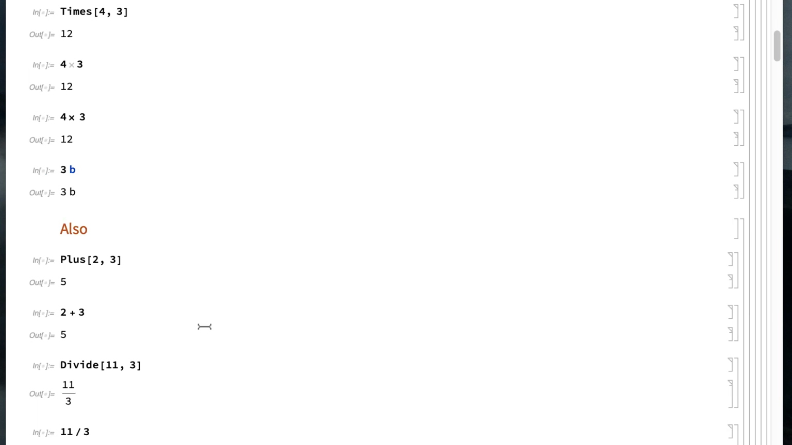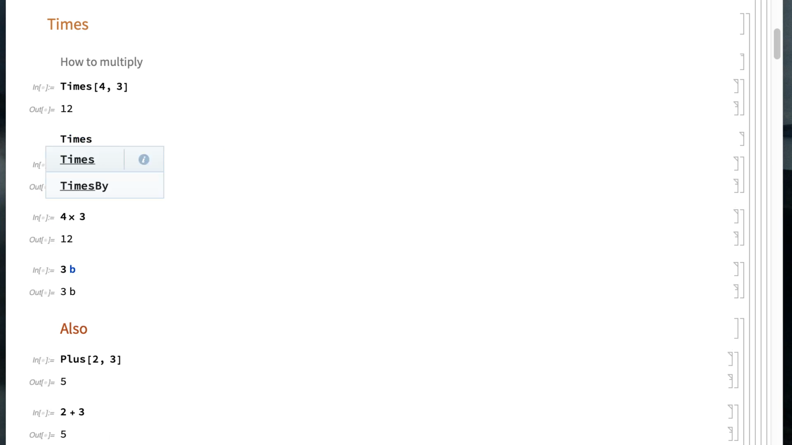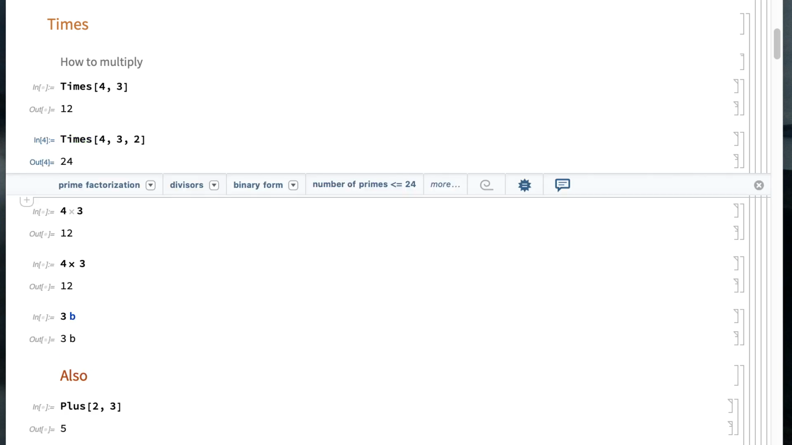Let's go to Times. I use Times a lot, I guess. We do a lot of multiplying in this class. And so if you want to multiply two numbers together, you just put Times and then the numbers that you want to multiply together. By the way, it doesn't have to be just one number. It can be as many numbers as you want.